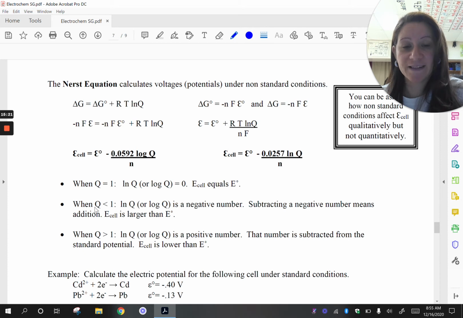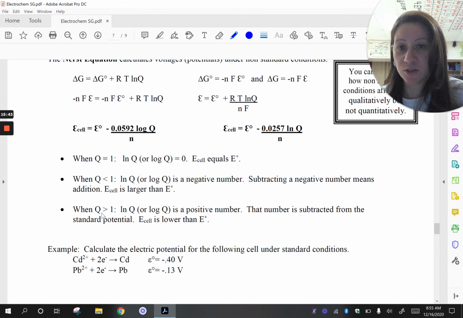If Q is less than 1, then the natural log of Q would be a negative number. And so subtracting a negative number would make it positive. So you would take your standard cell potential and add a positive number to it, and so your cell potential would be a higher value. If Q is greater than 1, then the natural log of Q would be a positive value. So you're subtracting a positive value from your standard cell potential, and so your cell potential at non-standard conditions, the E cell, would be lower than what it is at standard conditions.